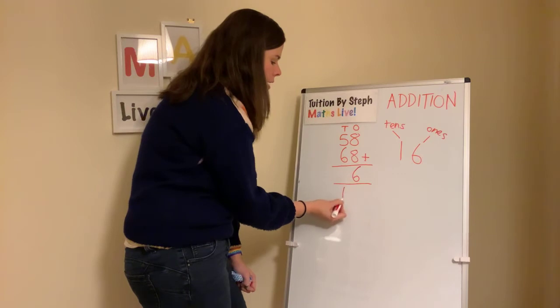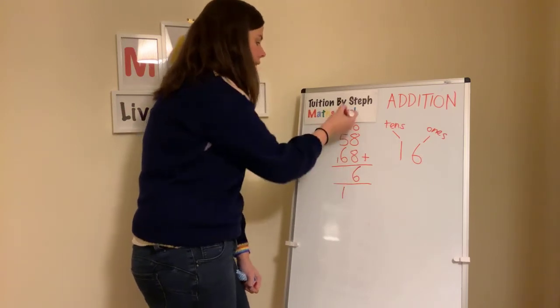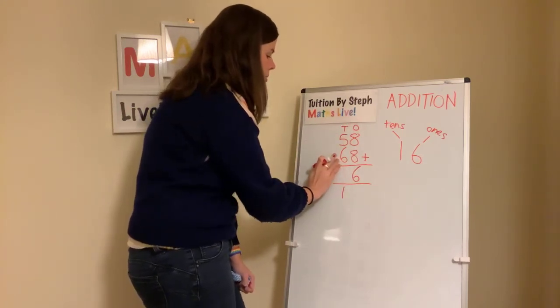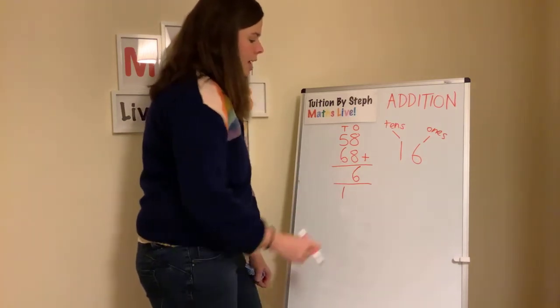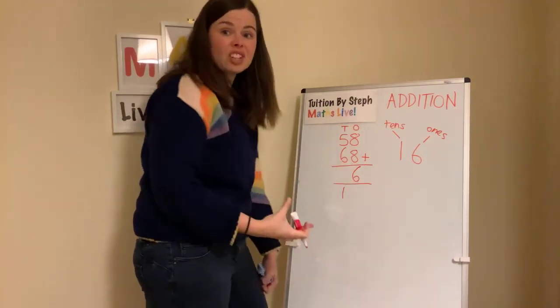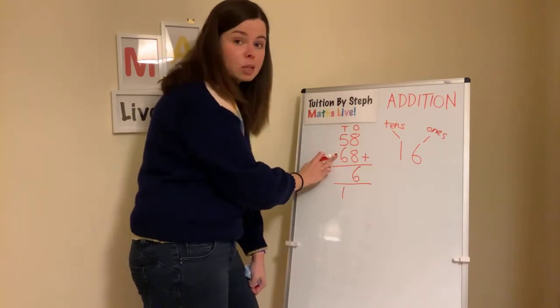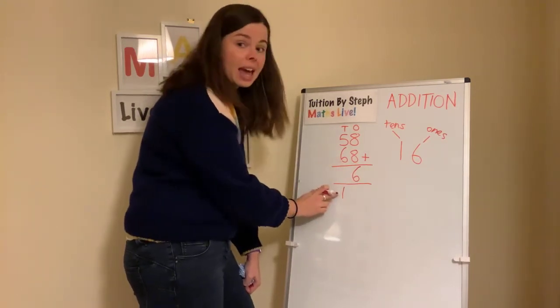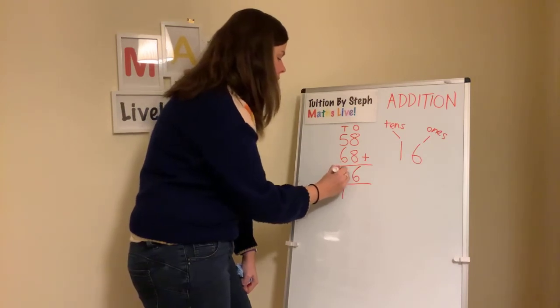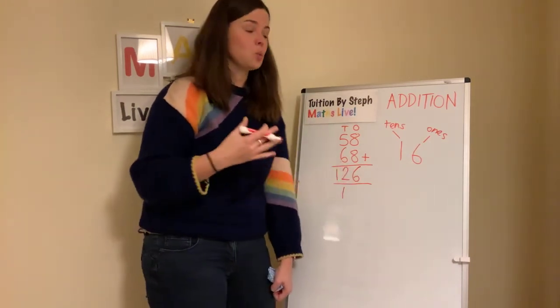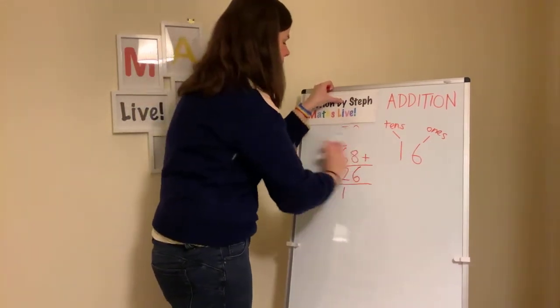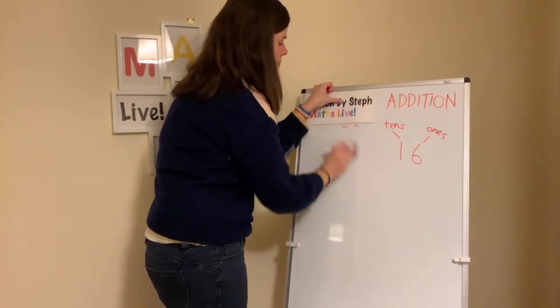Some of you might carry it underneath, some of you might put it here, some of you might put the 1 on top. It doesn't matter. Okay. So now our tens has been given an extra 1. So we add the 5 and the 6, which makes 11, but don't forget about the extra 1. So that is 12, so 126. So I'll show you another one.